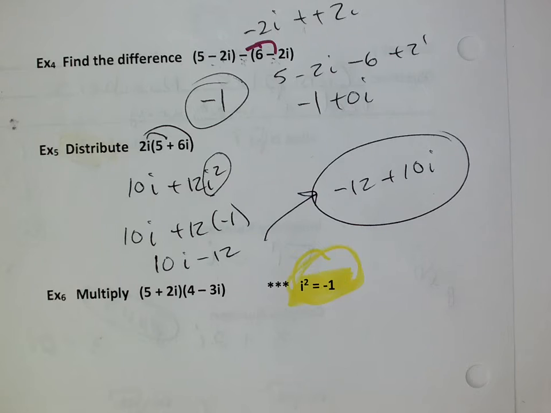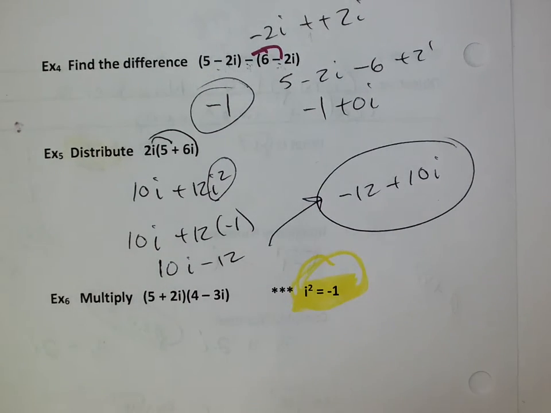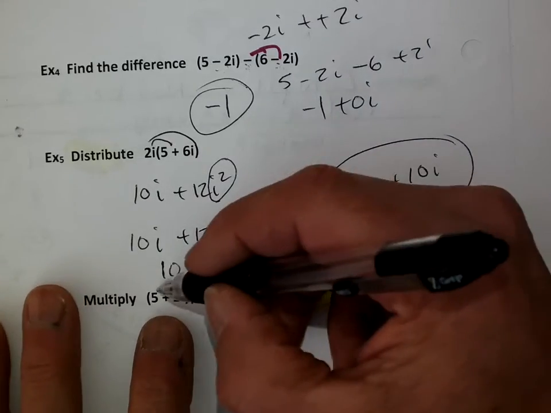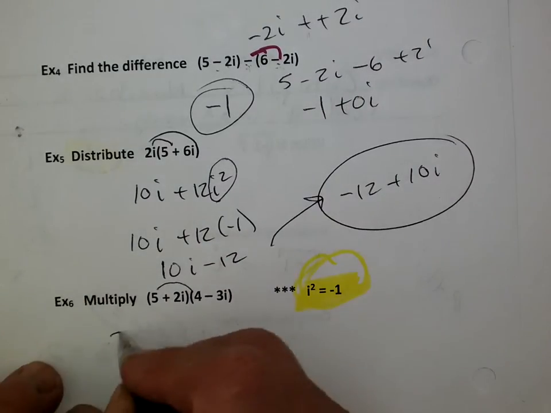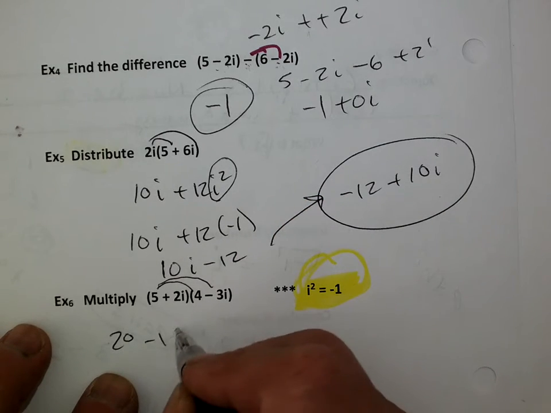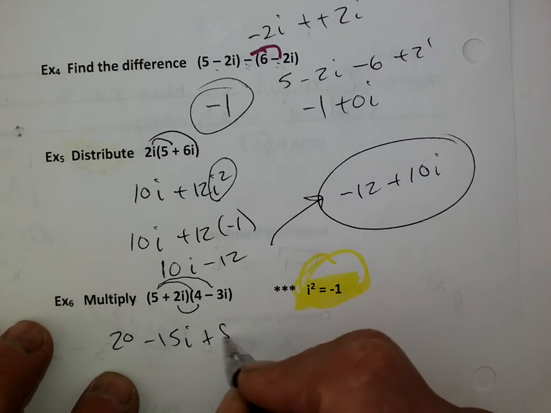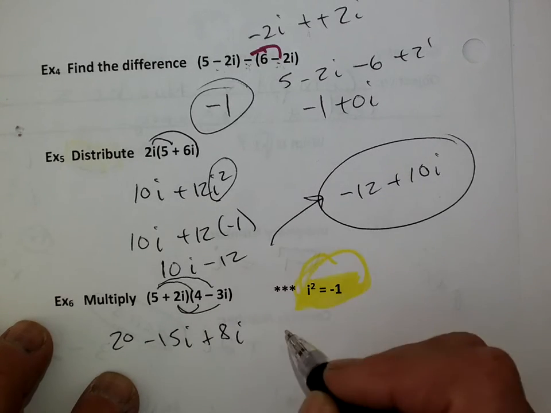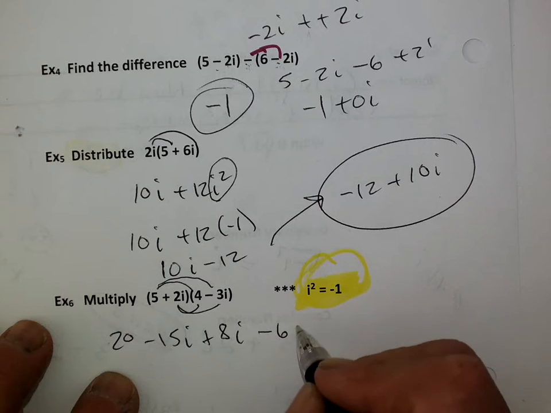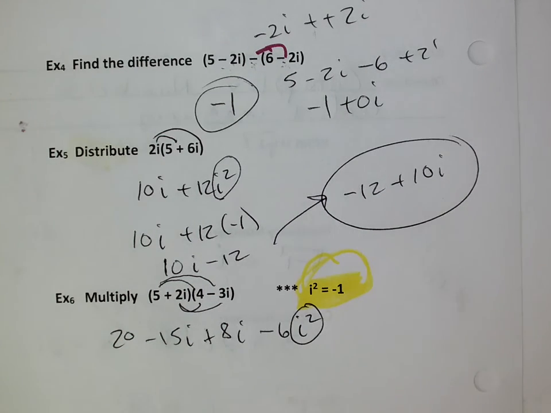All right. Now, let's FOIL, or double distribute, okay? So remember, i squared is negative 1. So let's FOIL. 5 times 4 is 20. 5 times negative 3i is a negative 15i. 2i times 4 is a positive 8i. 2i times negative 3i is a negative 6i squared, okay? I have an i squared. I'm going to make that a negative 1. Anytime you see an i squared, make it a negative 1.